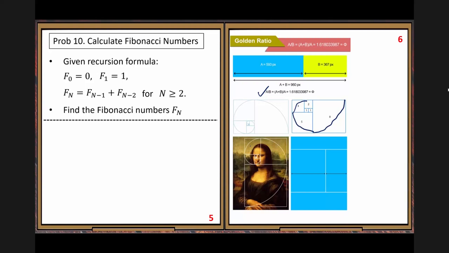Actually, there are many interesting properties people can derive related to Fibonacci numbers and the golden ratio. Fibonacci and the golden ratio are closely related. Here you can see the Mona Lisa, and all these figure shapes you can find from that Mona Lisa painting. But we need to define this golden ratio.